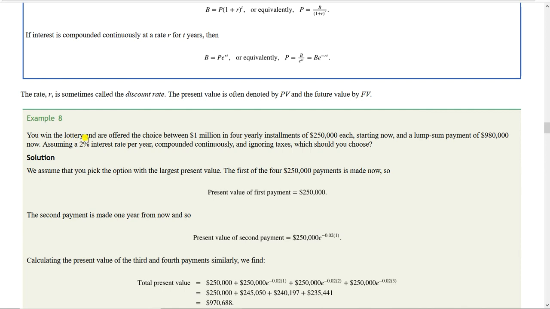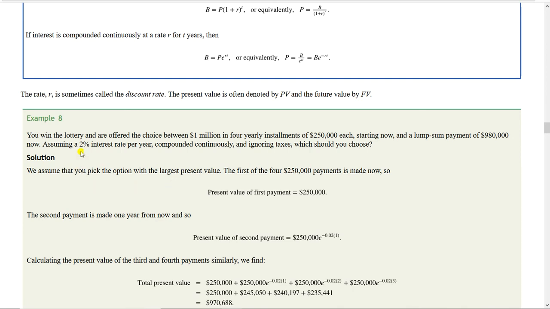So assuming that you win the lottery and they offer you two choices between $1 million now or in 4-year installments. If you are to receive the money now, then you just get one lump sum payment for $980,000 for now, just one time only. And if you do not want this lump sum payment now, then you can take 4 different payments, $250,000 each. So $250,000 starting now, and then a year later you get another $250,000, and then another year you get another $250,000, just 4 times.